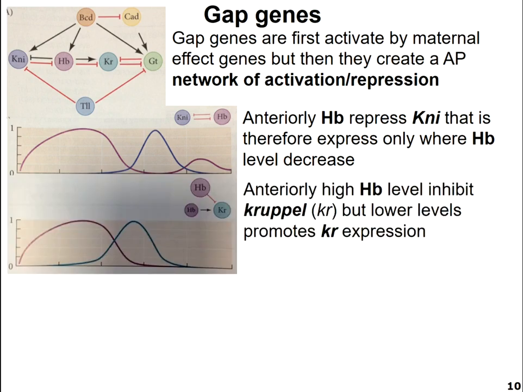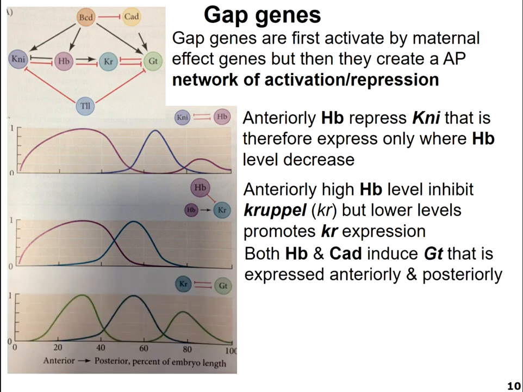Hunchback also controls the expression of Kruppel. However, it controls the expression of Kruppel in a very peculiar way. High levels of hunchback inhibit the expression of Kruppel. However, small levels of hunchback are necessary for the expression of Kruppel. And therefore, Kruppel is expressed in a more anterior position compared to knirps. Because knirps cannot be expressed even if there is just a little of hunchback, while Kruppel needs a little of hunchback to be expressed. So you see that the patterns of expression of the two are out of phase just a little.